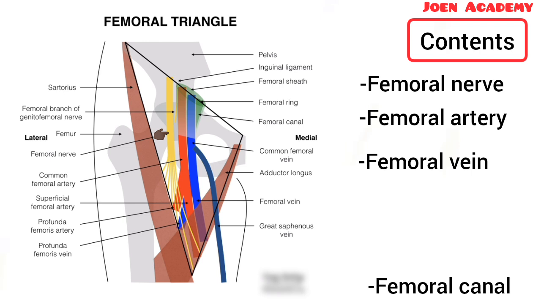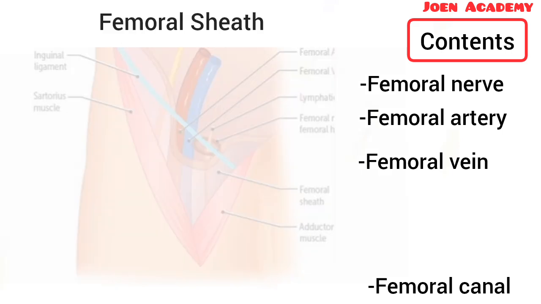The femoral nerve innervates the anterior compartment of the thigh, and it provides sensory branches for the leg and foot. The femoral artery is responsible for the majority of the arterial supply of the lower limb. The femoral vein receives the great saphenous vein, which drains into the femoral vein within the triangle. And the femoral canal contains deep lymph nodes and vessels. One important thing we should note is that the femoral artery, femoral vein, and the femoral canal are all contained within a fascial compartment known as the femoral sheath.